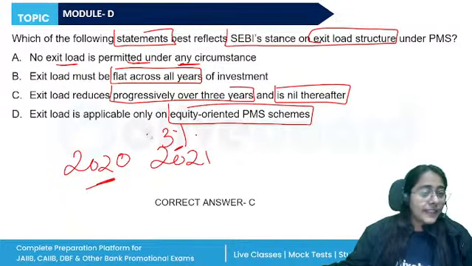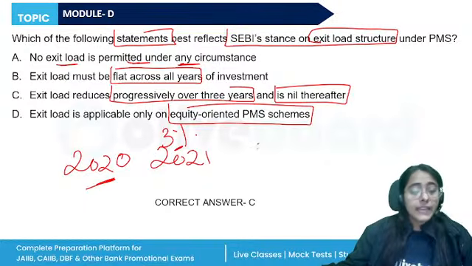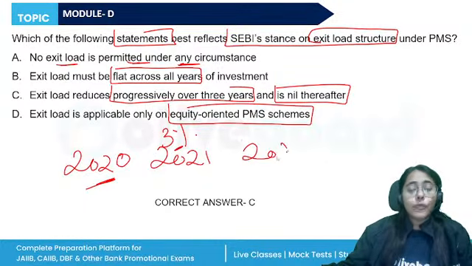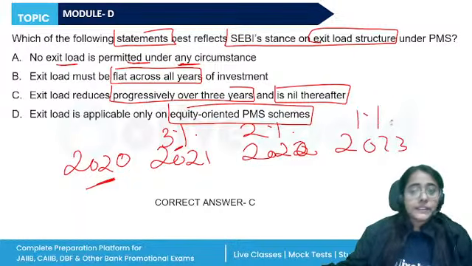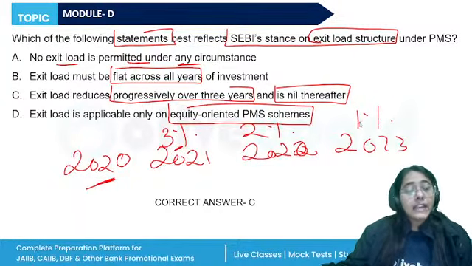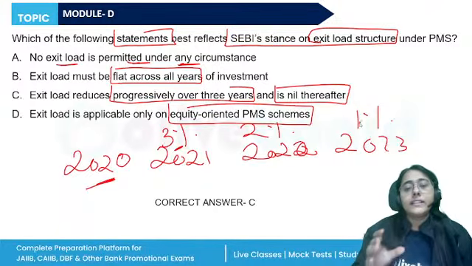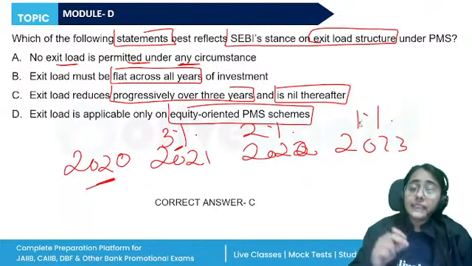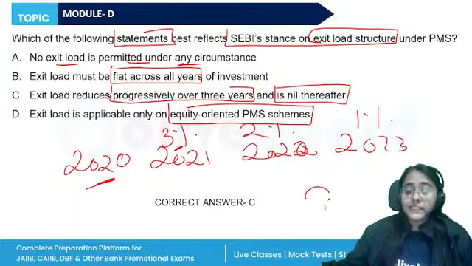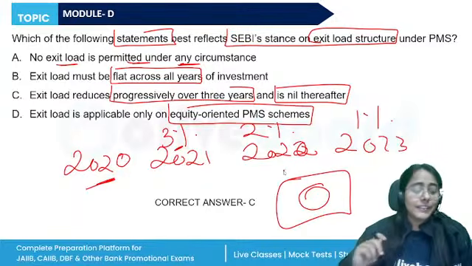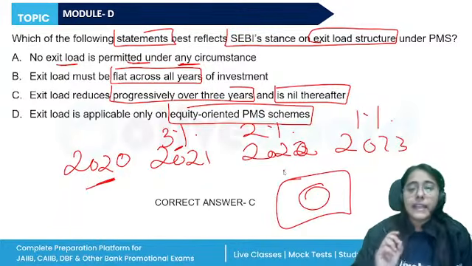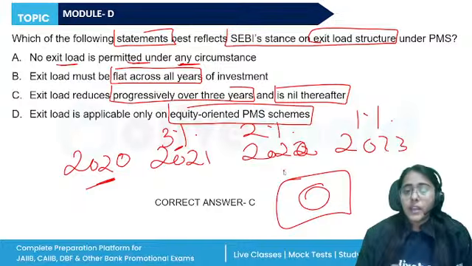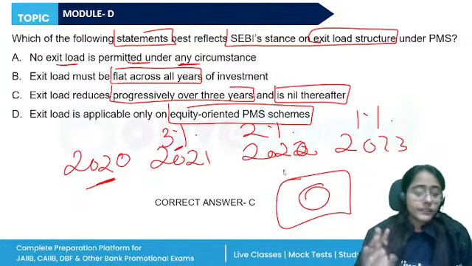Right? So it is less than 1 year. Then if I exit in 2022, then 2% exit load. In 2023, 1% exit load. After that, if I continue availing the services for 3 years and then exit the scheme, zero will be the exit load. There will be nil exit load. All right, no exit load is applicable after 3 years.